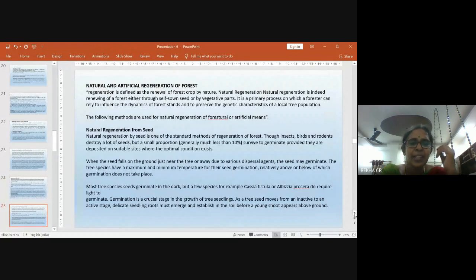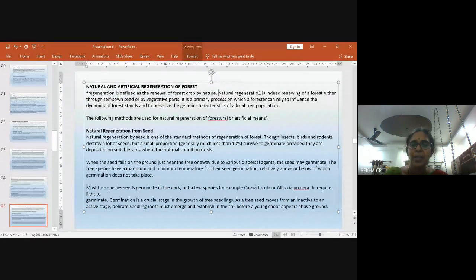So there are two ways in order to regenerate a forest. One is natural regeneration and the other one is artificial regeneration. Regeneration is the renewal of forest crop by nature. So natural regeneration is indeed a renewing of a forest either through self-sown seed or by vegetative parts. So it is a primary process on which a forester can rely to influence the dynamics of forest stands and to preserve the genetic characteristics of a local tree population. So the following methods are used for natural regeneration of forest or by other artificial means.